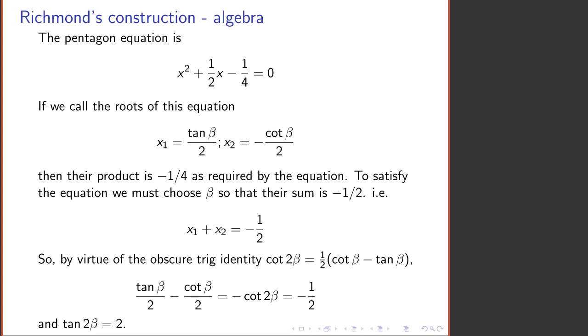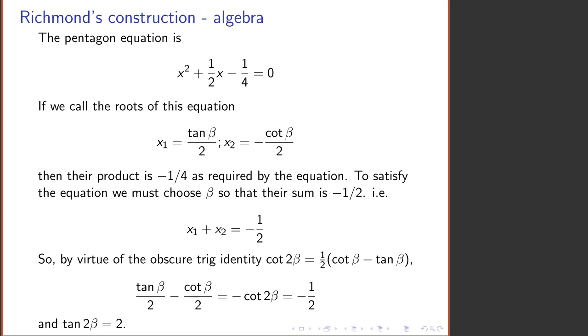So that means I only have to figure out how to choose beta so that the coefficient of x is equal to 1/2. That is, so that the sum of these two roots is negative 1/2. So I need x1 plus x2 equals negative 1/2. Now, it's easy to think that there's no point in memorizing lots of trig identities because you can always work them out when you need them. But here's a counterexample. If you happen to know that cotangent 2 beta is 1/2 cotangent beta minus tan beta, and I confess I've never met anyone who knew this unless they learned it from me in learning this construction.